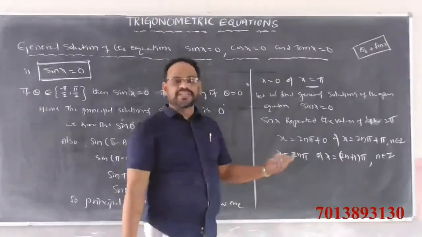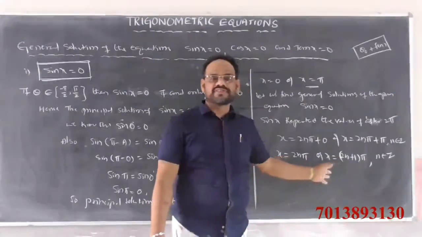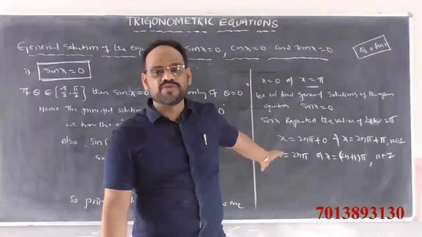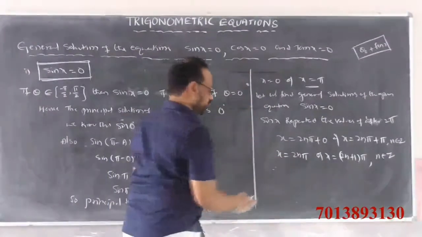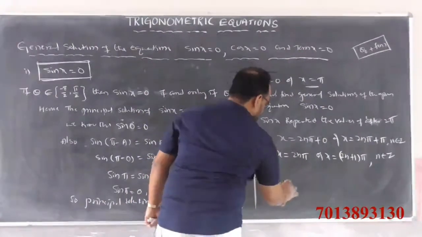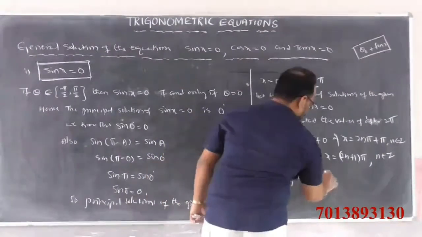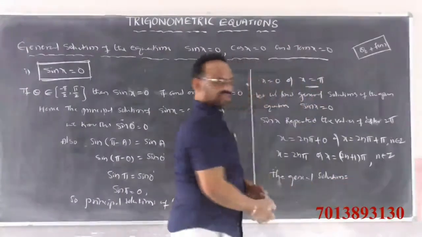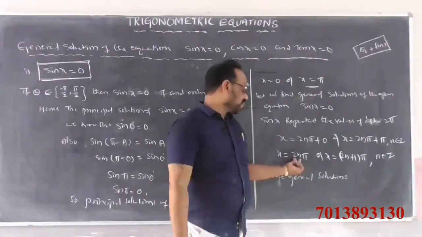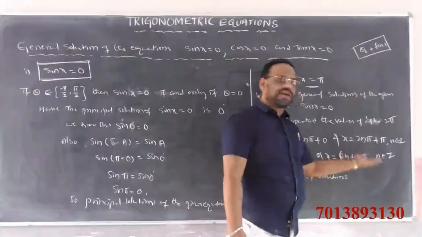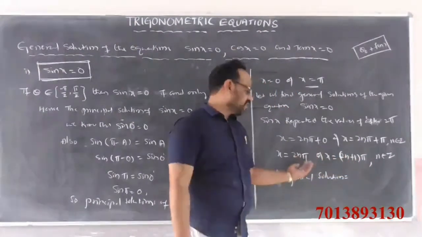So we want the single general solution. So combine this by using these two solutions. From 1 and 2, the general solution is x equals 2n pi, even numbers, multiples of pi, and 2n plus 1, odd numbers, multiples of pi.